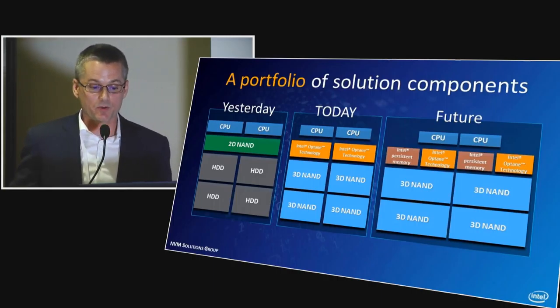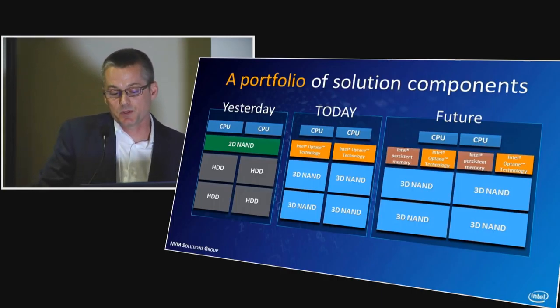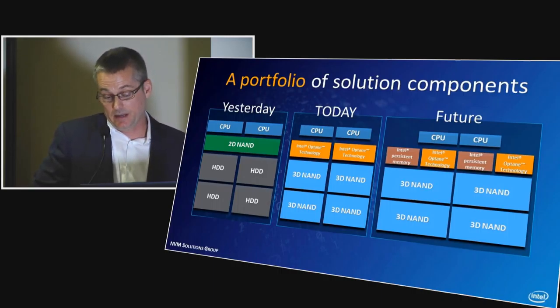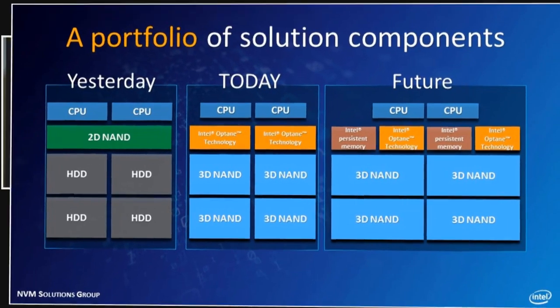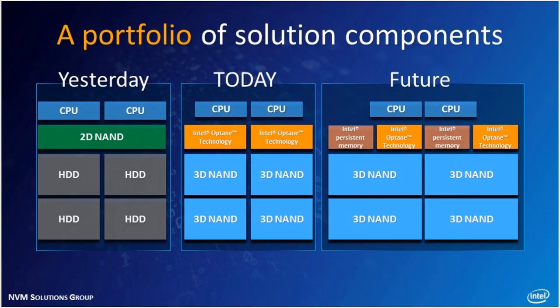From a product portfolio perspective, this is just a simple chart, a simple stack up of processing and storage, looking back, looking at what's happening today, and looking ahead to the future. So yesterday, from a processing perspective, obviously, we have the CPUs. We have 2D NAND as it continues to exist. The industry is evolving to 3D NAND, of course, and hard drives. We don't see hard drives going away, but certainly there will be an emergence of 3D NAND-based products, whether they're from Intel or others. And then we see Optane technology filling that gap, like I mentioned.